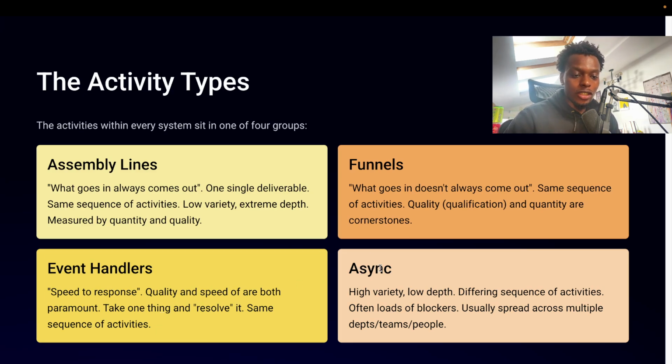And then there's asynchronous activity, which is high variety and low depth. So there are differing sequences of activities. There are loads of blockers usually because there are a lot of dependencies, and activities are usually spread across multiple different departments, teams, or people. So the departments that we spoke about, there may be certain situations where things can be basically mixed up.